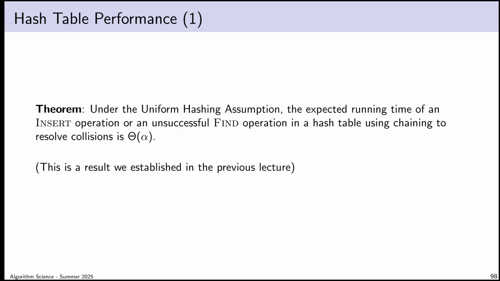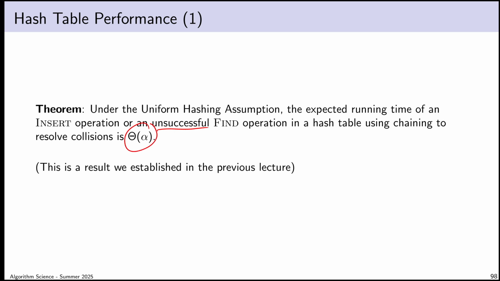So remember from last time that under our uniform hashing assumption, the expected running time of an insert operation or an unsuccessful find operation, and recall that I can't just say the worst case find because we're not talking about worst case. I can't say the worst expected running time because that doesn't really make very much sense. So I'm just going to talk about unsuccessful searches because we do know that a successful search will take less time than an unsuccessful one.